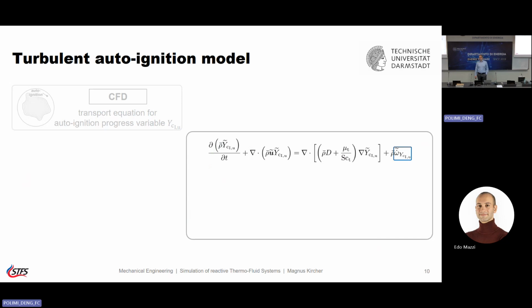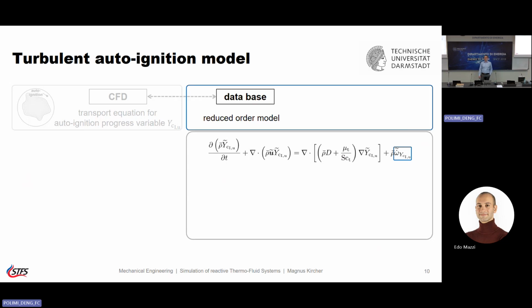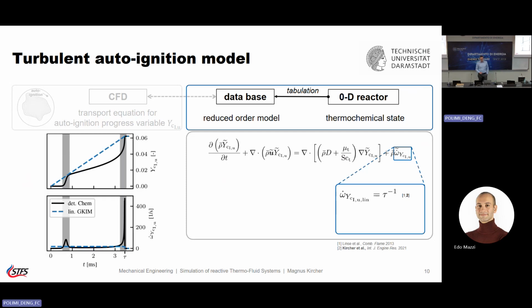Now for this transport equation, there's an unclosed term, which is the source term in this case. And of course, we follow a similar approach. We access this source term from a database, and now this additional database is composed of 0D reactor calculations, where we had access to a pre-existing model from our group that was successfully used, where linearization was assumed.